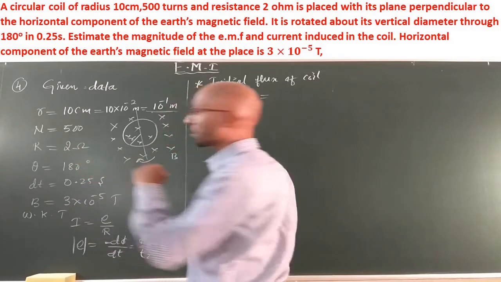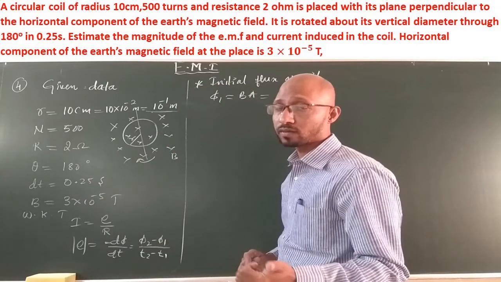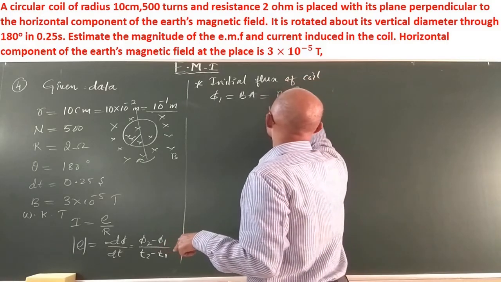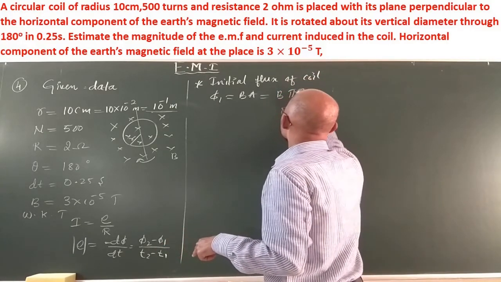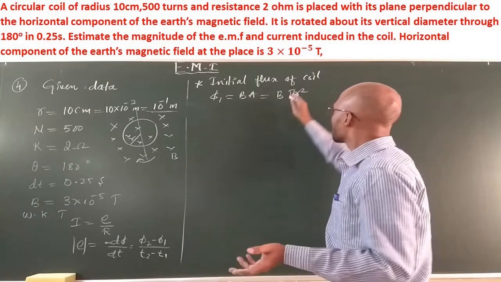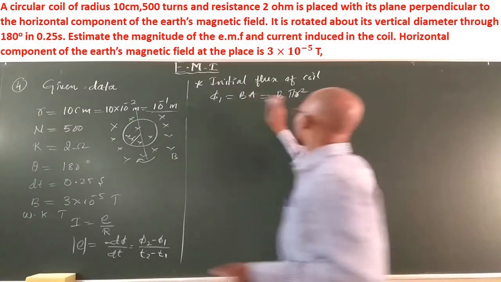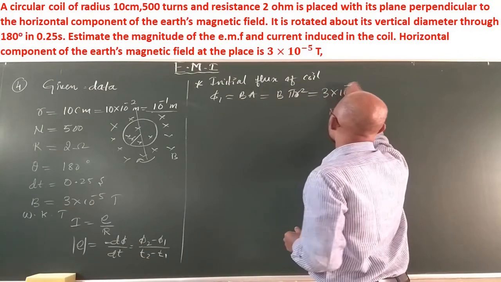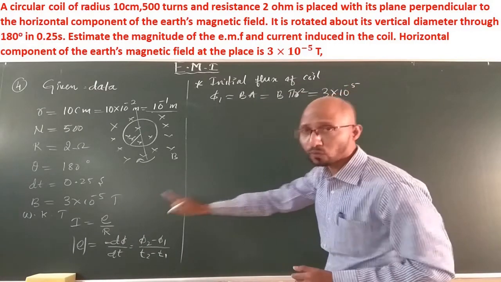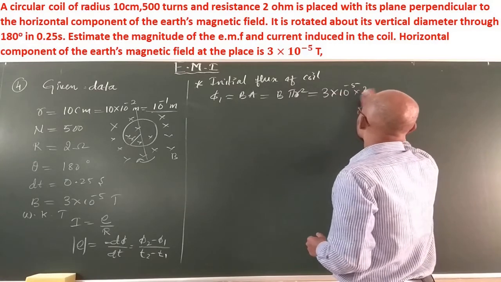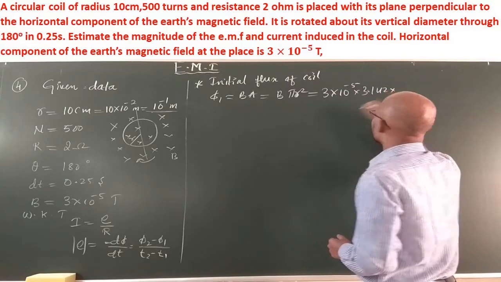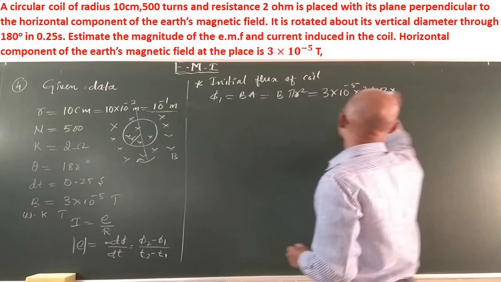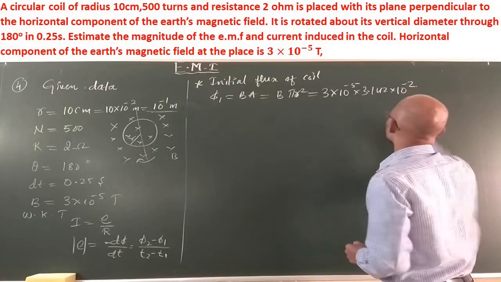Area is not given. How to calculate the area of this circular coil? Area of the circle is pi r square. Now substitute all the data, so you can easily calculate the initial value of flux. Magnetic field is 3 into 10 raised to minus 4, then 10 raised to minus 5, where pi value is 3.2, and r value is 10 raised to minus 1 meter. If I square it, 10 raised to minus 2 will come.